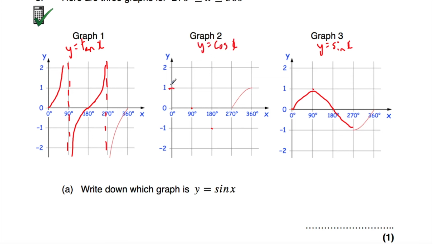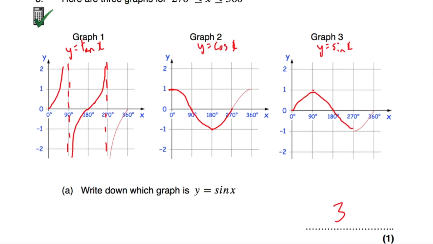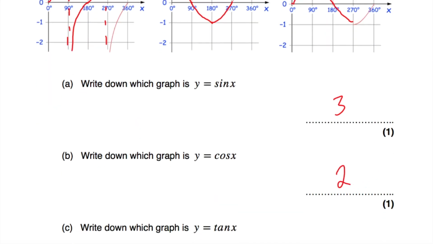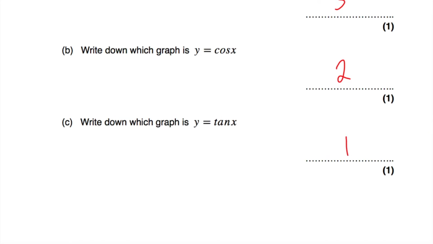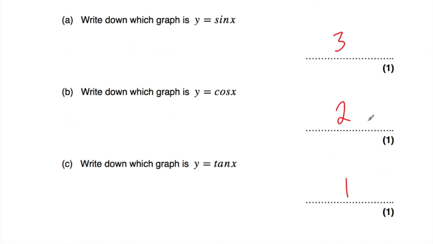And here it starts at 1, so the cos of 0 is equal to 1. And it goes down to 0, down to -1, and back up to 0. So that's the cos graph. So part A says write down which graph is y equals sine x. That's going to be graph 3. Part B says which one's the cos graph, that's graph 2, and then the tan graph is graph 1. So our answers are 3, 2, 1, and that's it.